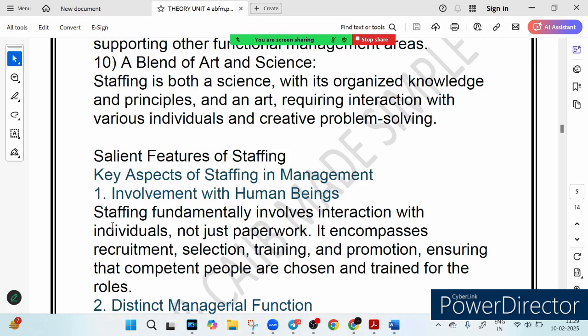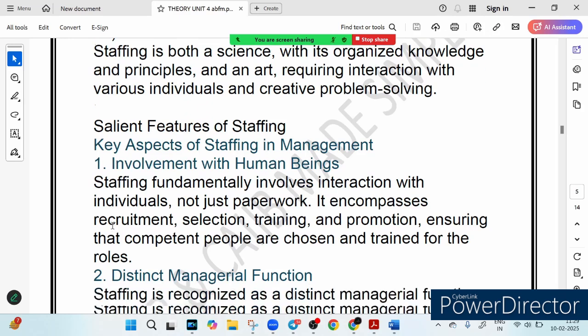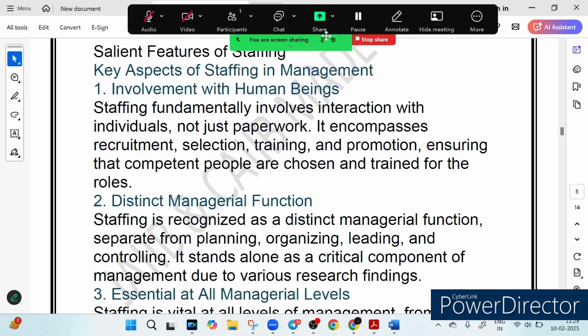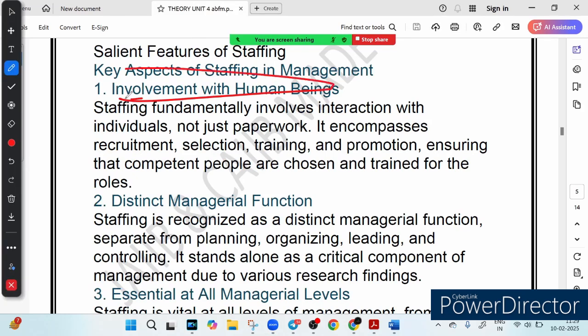It is about building a strong, motivated workforce. So the first thing is involvement with human beings. The first salient feature of staffing is what we call involvement with human beings. Staffing is not just shuffling paper or posting job ads. It is about people. From hiring to training to promoting, managers ensure that the right people face the right role.